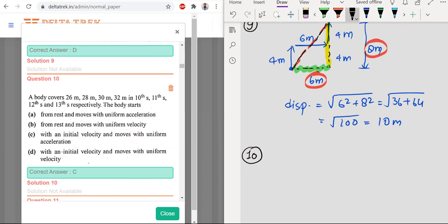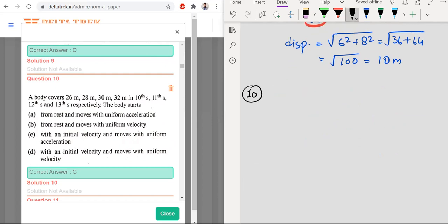Now question number 10 is logic based, I'll say. Suppose this is a particular instant. Suppose 9 seconds have already completed. So this is the 10th second. 9 to 10 we call it the 10th second. So how much distance is covered in this time? In this time interval it covered 26 meter.